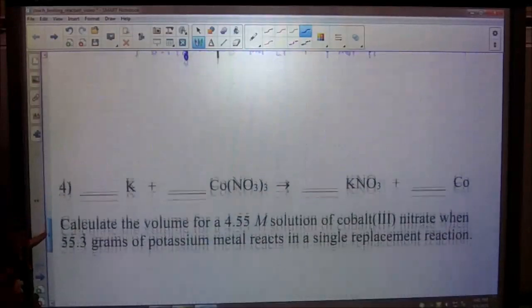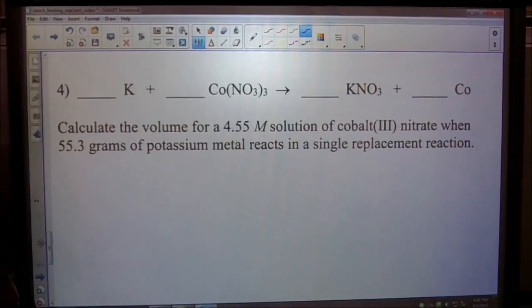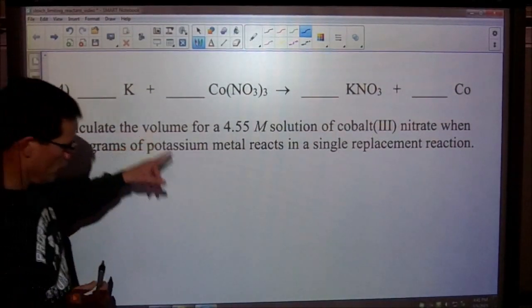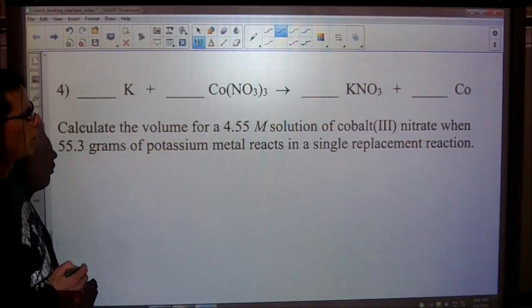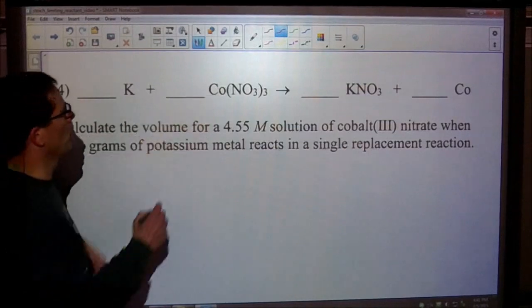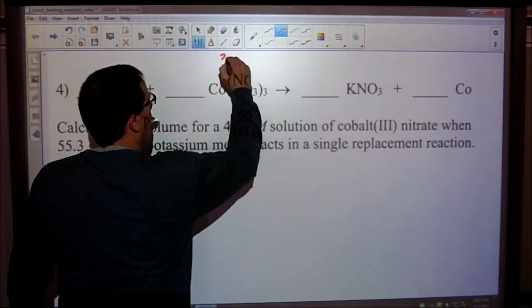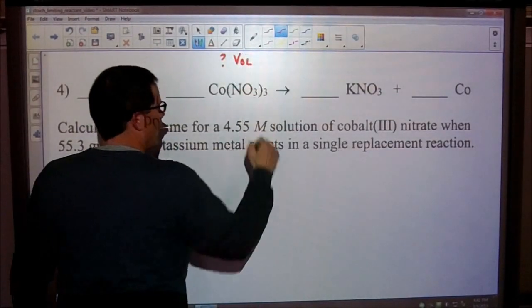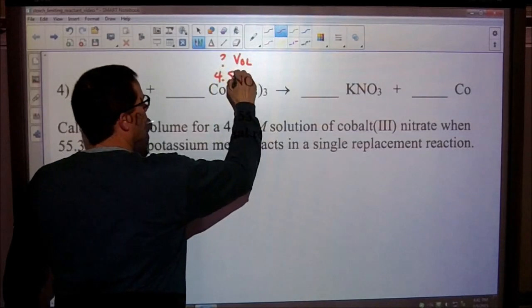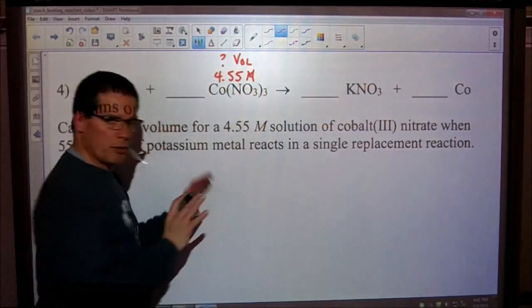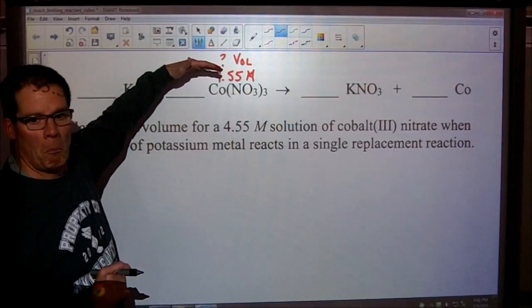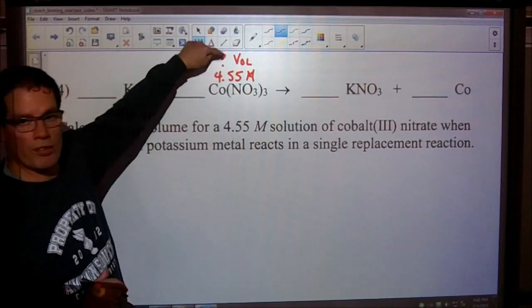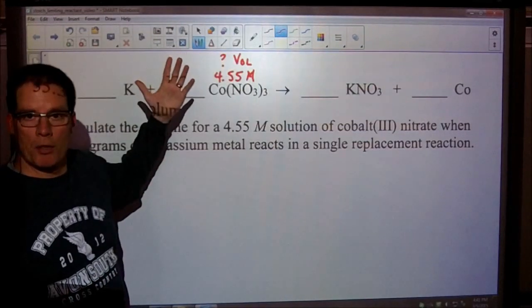All right, let's take a look at the last question, number 4. It says calculate the volume of a 4.55 molar solution of cobalt-3 nitrate. So looks like we're calculating the volume of a 4.55 molar solution. Now I'm going to stop right there. Do I know both the volume and the molarity? Nope. So this is not information that I'm going to use initially.